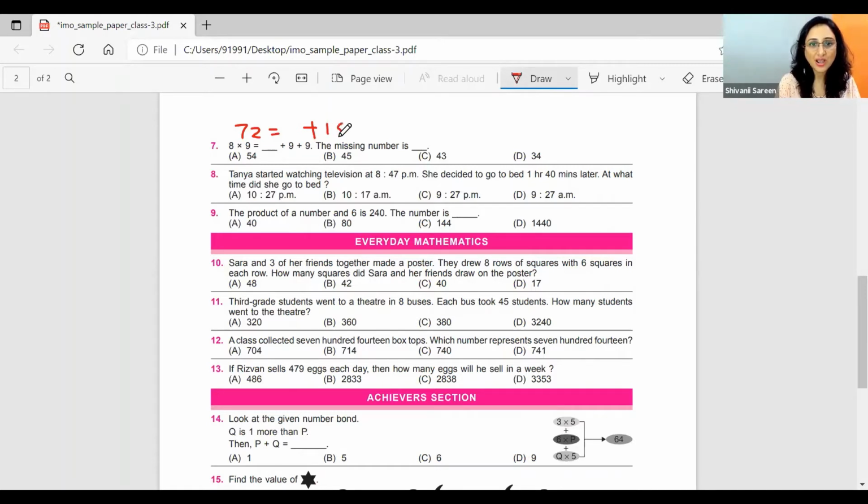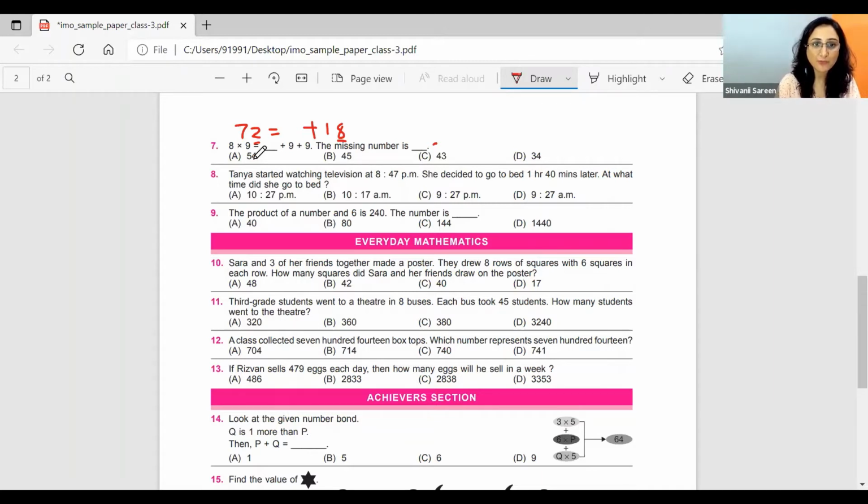So how to find out answers in these questions? How to identify a number in these type of questions? Now I need something which should be added to get 72. So that means the one's digit should be 2. So find the options. When we add, the one's digit should be 2, like 2 or 22 or 12.